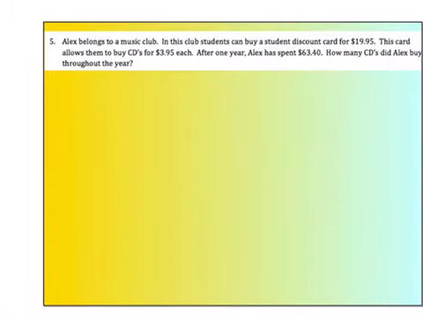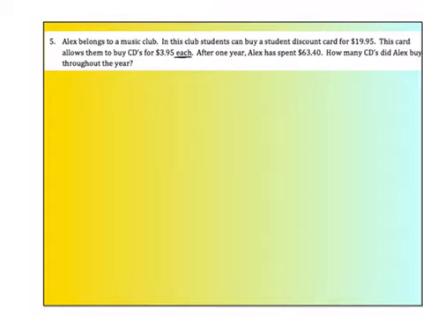Number 5, Alex belongs to a music club. In this club, students can buy a student discount card for $19.95. This card allows them to buy CDs for $3.95 each. That's going to be a good word for us, each. After 1 year, Alex has spent $63.40. The question is asking us how many CDs did Alex buy throughout the year?